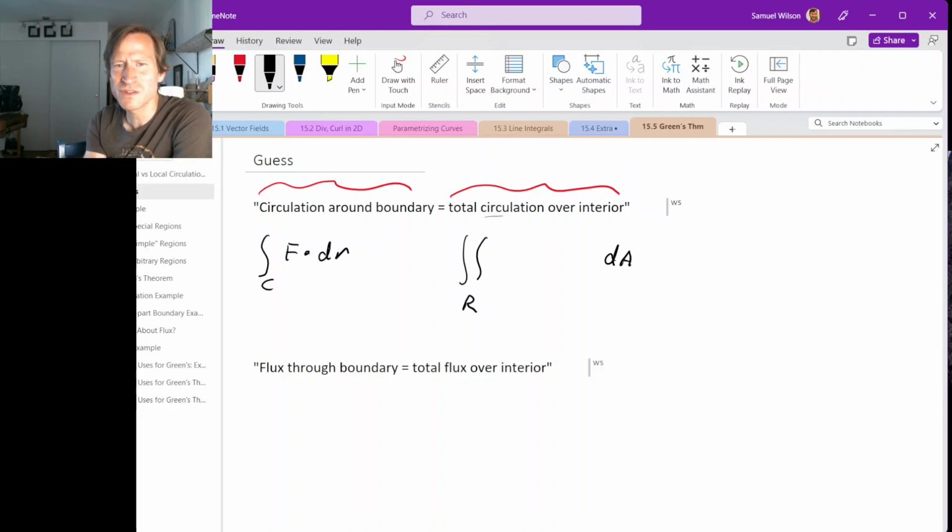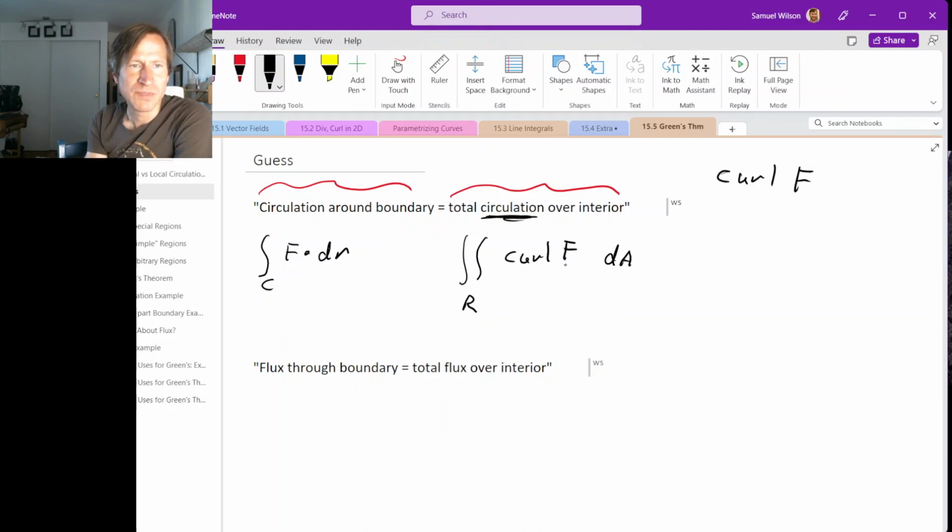What is the local version for vector fields? What is the local version of circulation? If we have a vector field f, what quantity about f tells you how much the vector field is circulating around any infinitely tiny little patch? Well, that's what curl is for. That's how we invented curl. So it seems like we should put curl here.